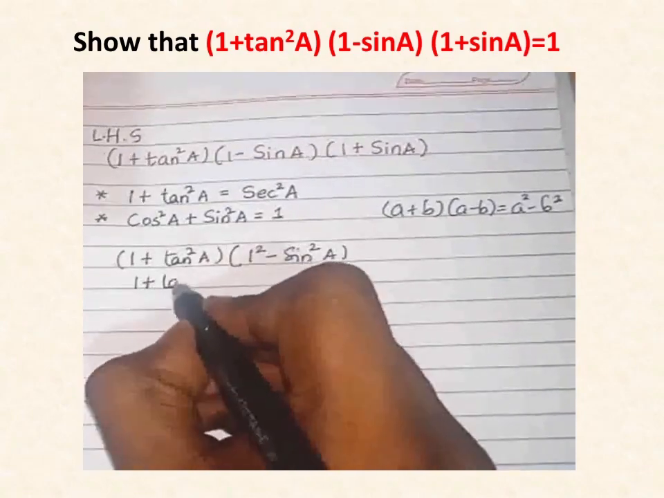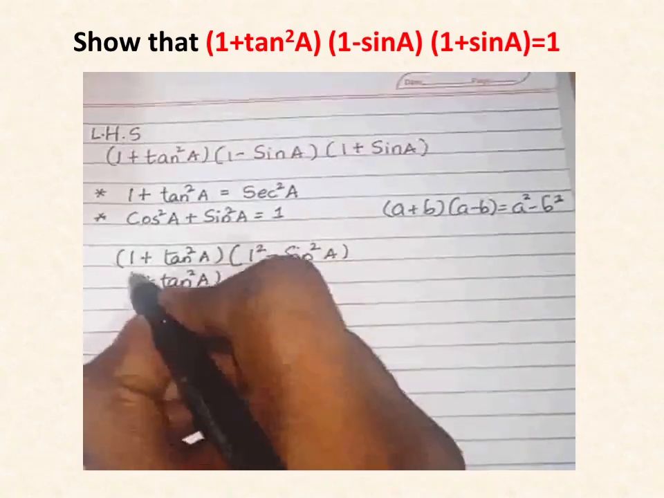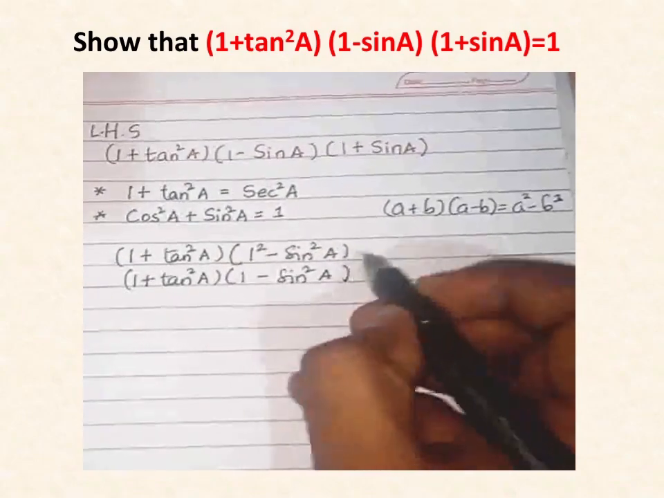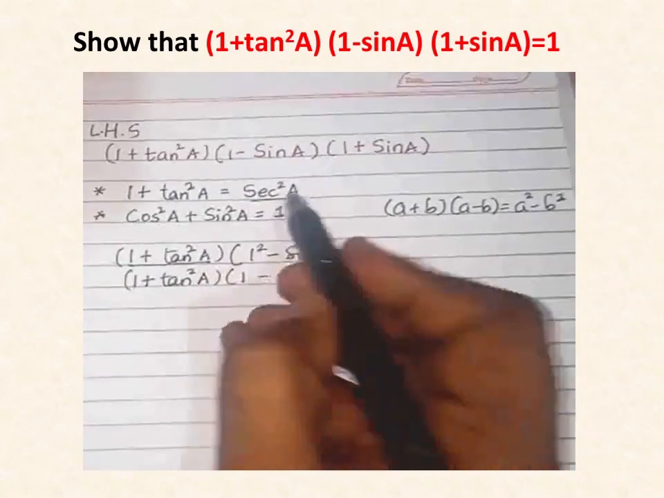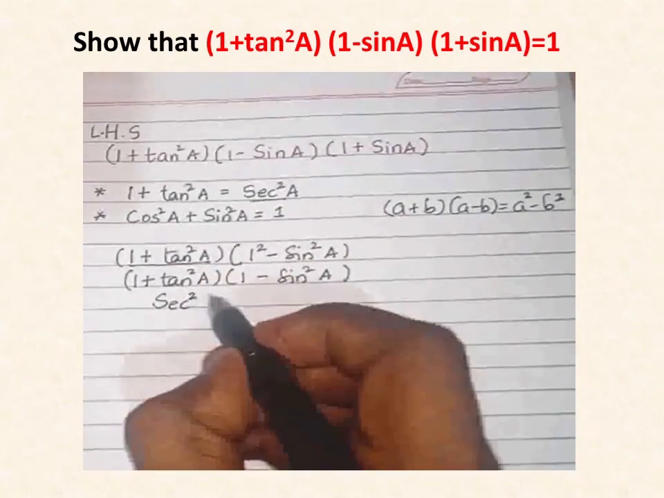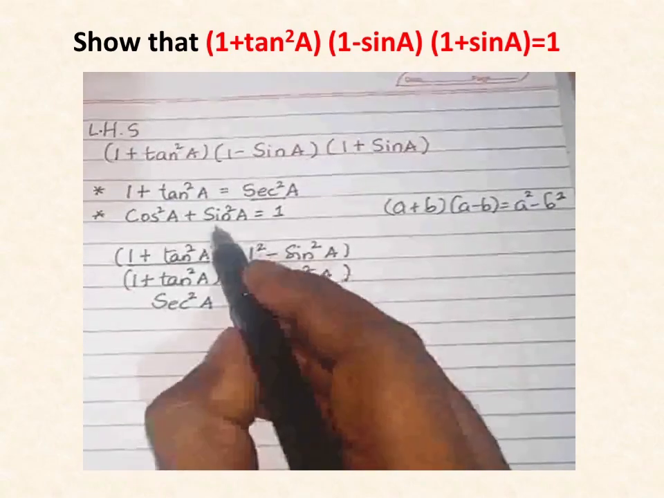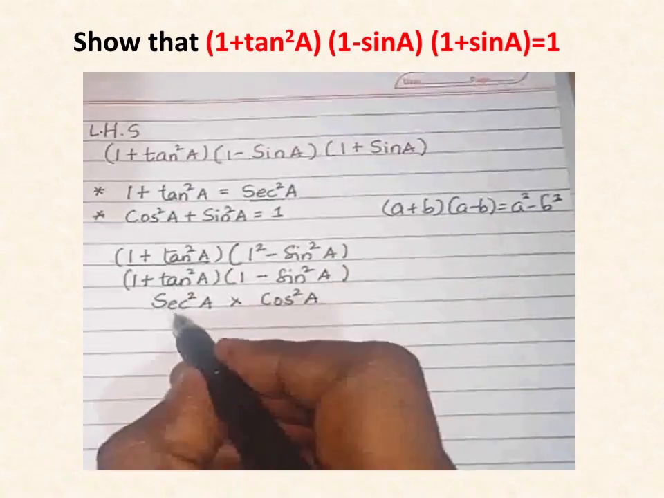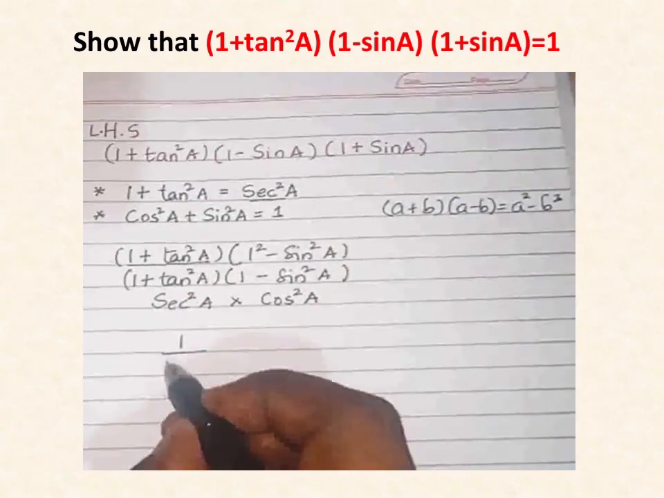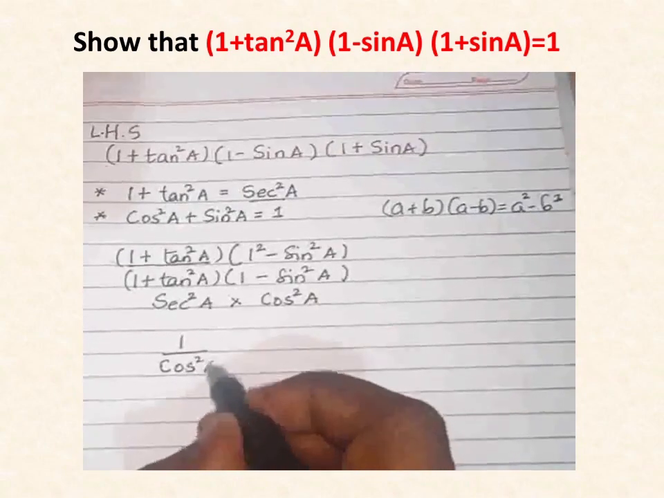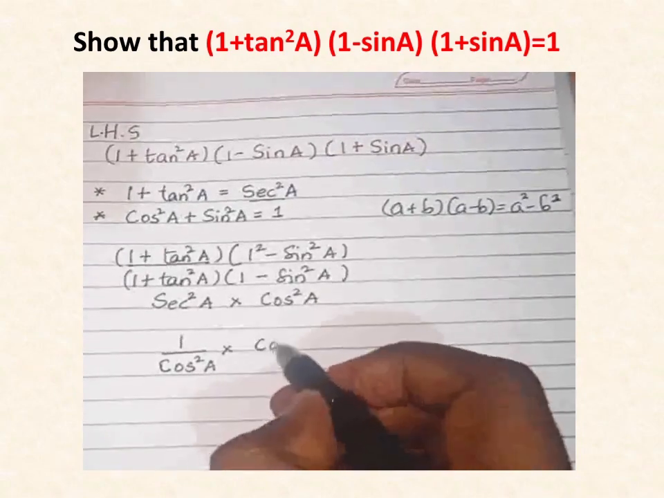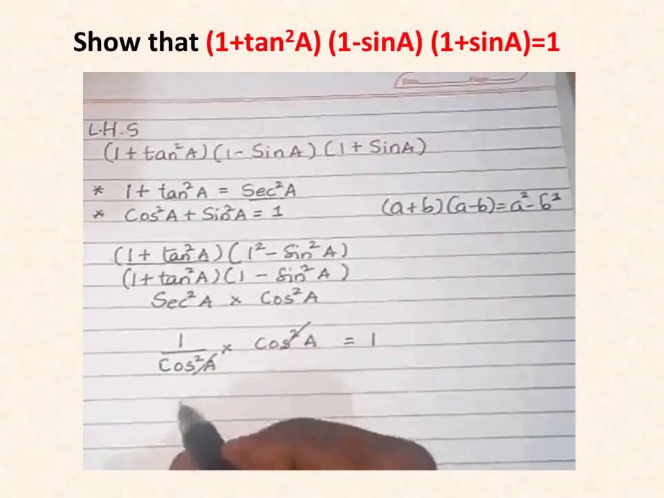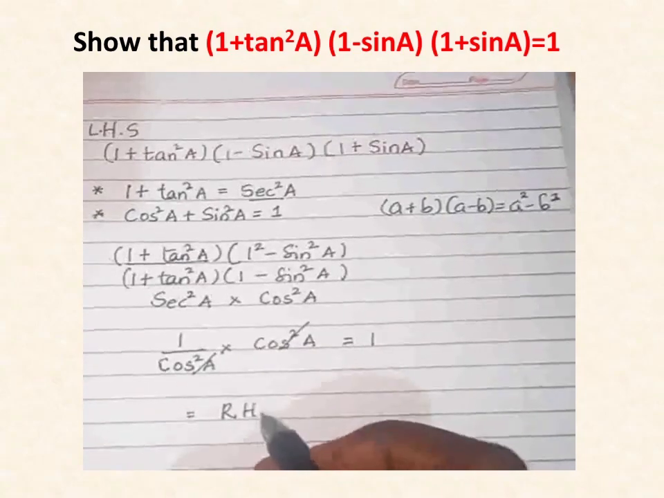So as it is, 1 plus tan square A into 1 square is 1 minus sin square A. Now 1 plus tan square A is secant square A, into 1 minus sin square A, which can be written as cos square A. So secant square A can be written as 1 by cos square A, that is, the reciprocal of secant is cos. So cos square will get cancelled. What you get is 1, which is equal to RHS.